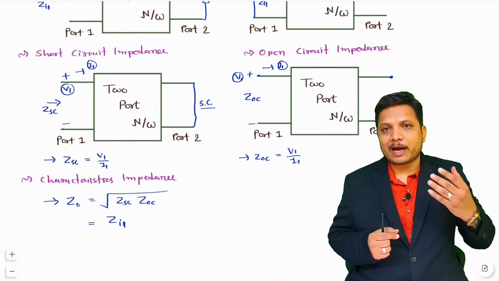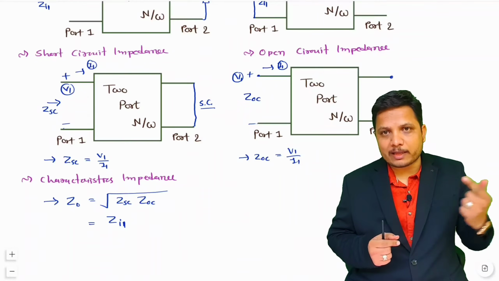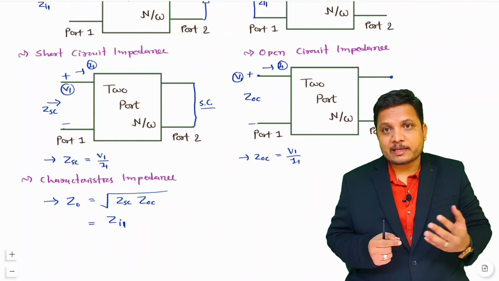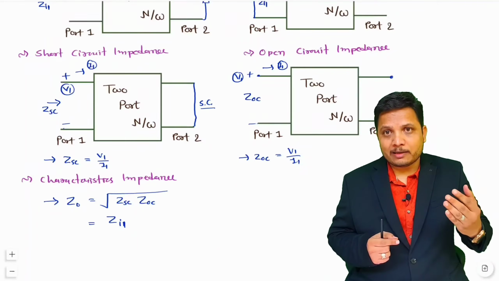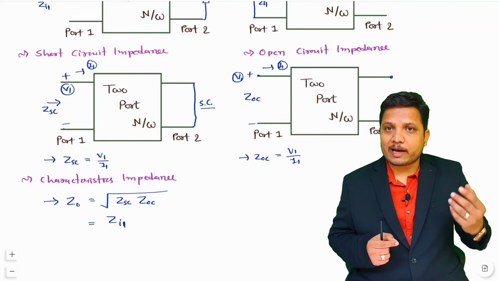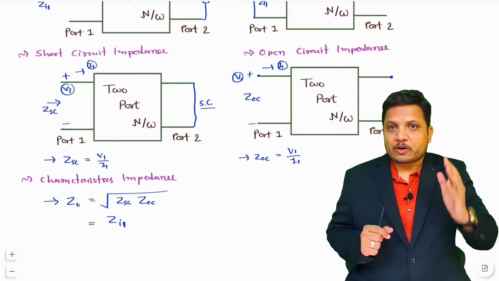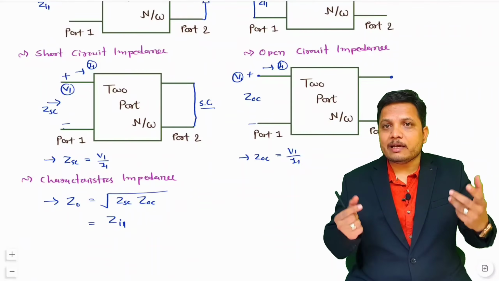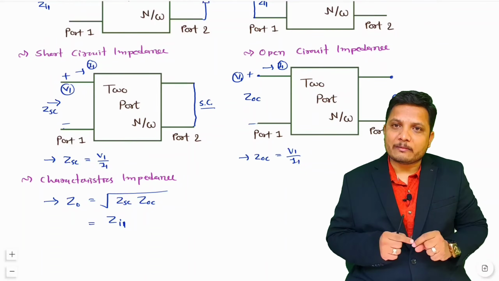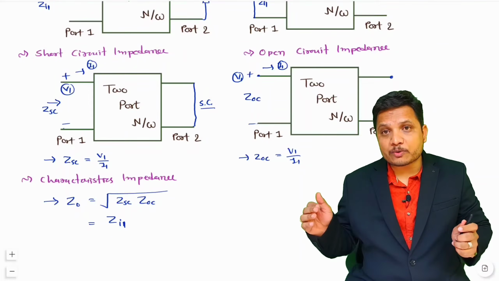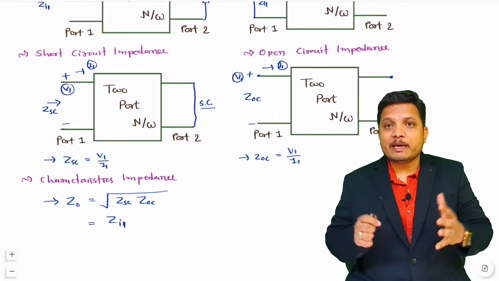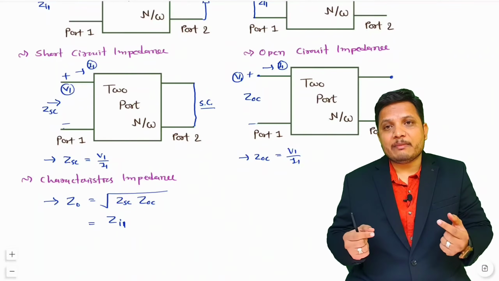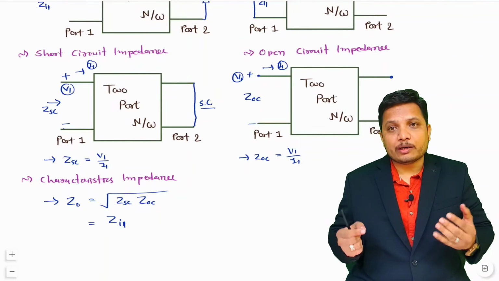So when you want to calculate characteristic impedance at port 1, at that time you should find short circuit impedance and open circuit impedance at port 1, and that will be Z0 equals the square root of short circuit impedance into open circuit impedance, and that will be the image impedance at port 1. And if you do that same process at port 2, that will be the image impedance of port 2, and that will be the measured characteristic impedance at port 2.